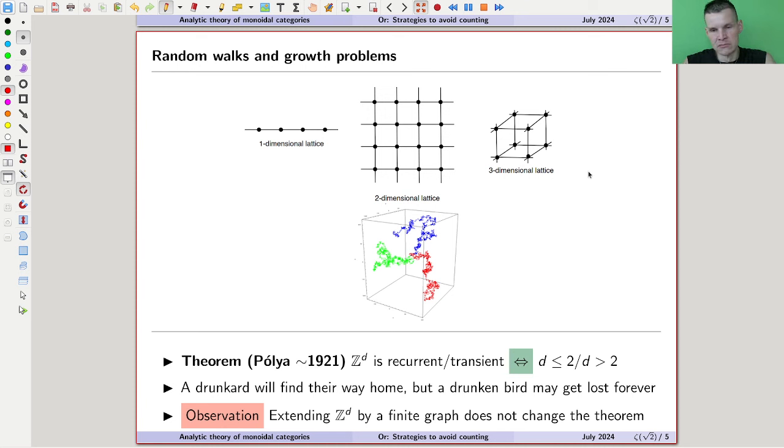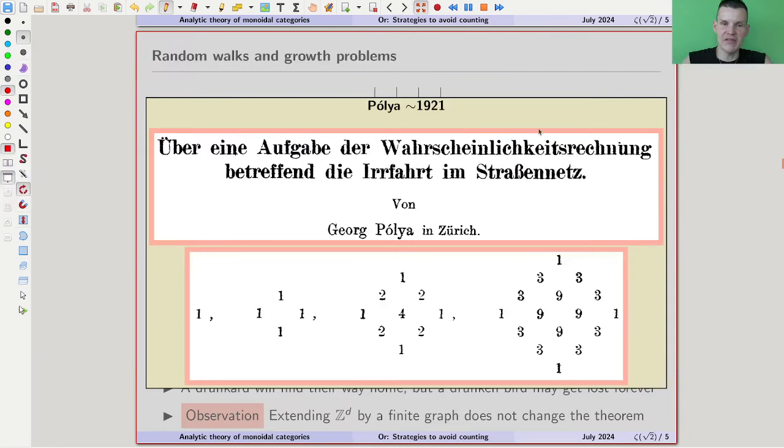Okay, a little observation here as a side. Extending Z to the d by a finite graph, which really just means putting some finite graph somewhere, doesn't really change anything, because all of these recurrent and transient properties are really for infinite graphs. So if you extend it by a finite graph, nothing will change. Just as a side observation here.